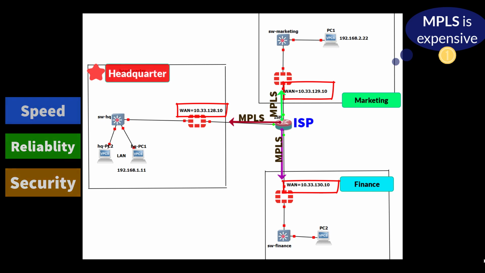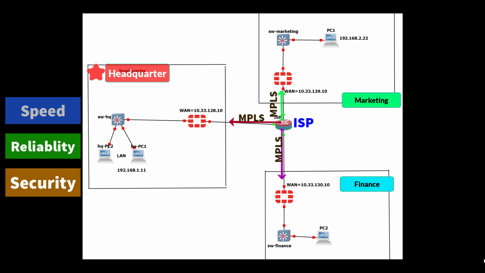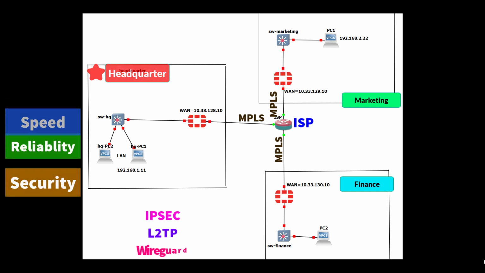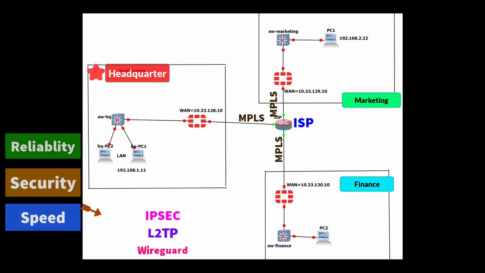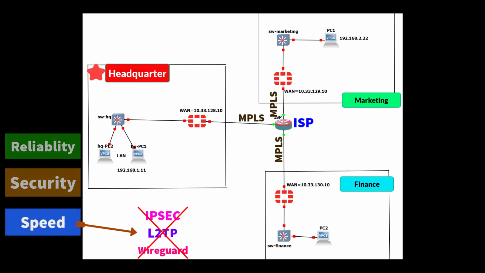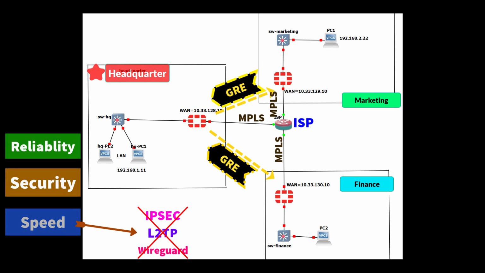What is the best solution to connect these sites? Well, some network experts may recommend secure connection protocols like IPsec, L2TP, or WireGuard, right? But these protocols decrease speed because of the encryption. My solution to be more efficient in this scenario is a GRE tunnel, generic routing encapsulation. GRE is not encrypted but encapsulated, which provides a reliable connection. GRE is also supported by most network device companies like Fortinet, MikroTik, Cisco, and etc.